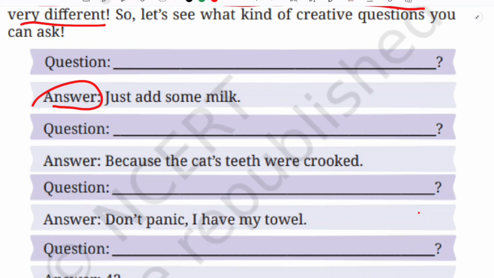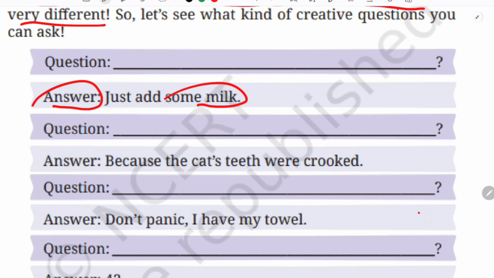For example, the first answer here is "just add some milk." So what will be the possible questions for just add milk? If you say milk, the first thing that comes to our mind is tea, isn't it? So you can make the question like, how do I make my tea or coffee, isn't it? Or how do I make my oatmeal? So just add some milk. This might be the answer, isn't it?